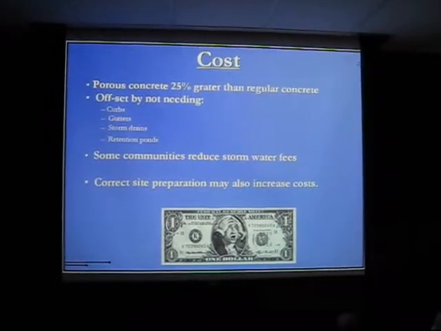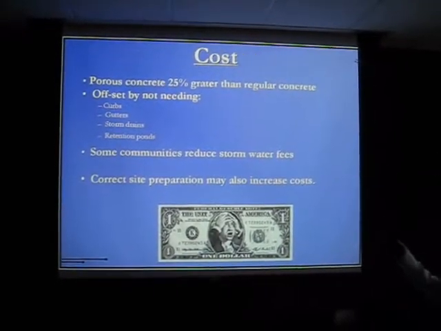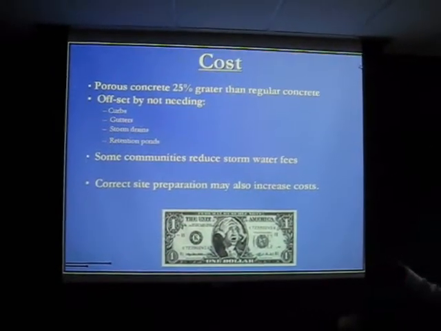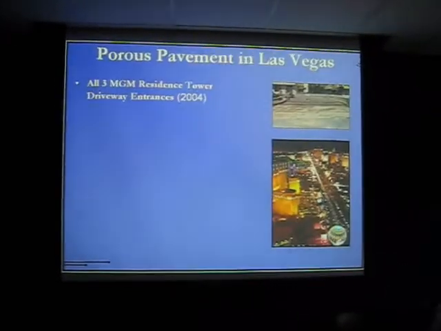Cost: porous concrete base costs about 25% more than regular concrete. However, it's offset by not needing curbs, gutters, storm drains, or retention ponds. And some communities reduce their stormwater fees. However, correct site preparation may also increase these costs.